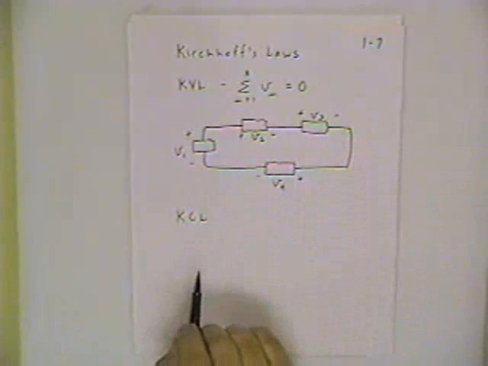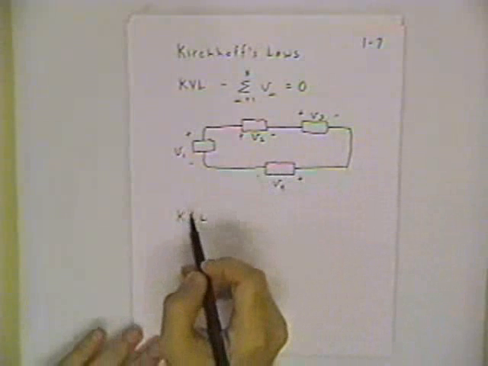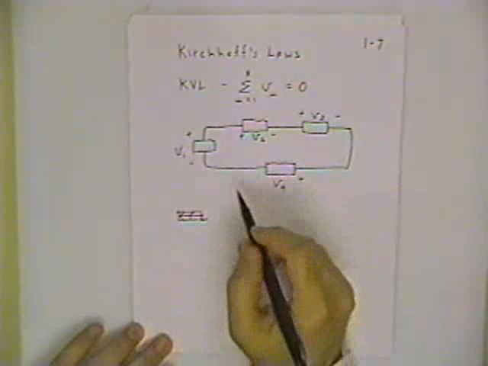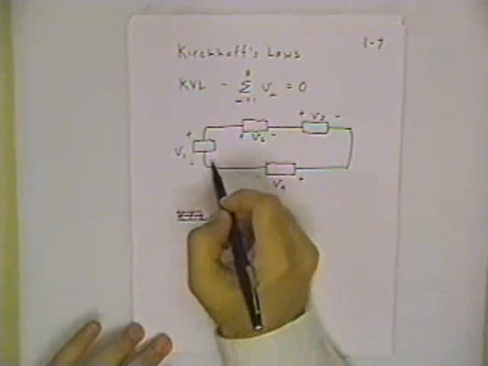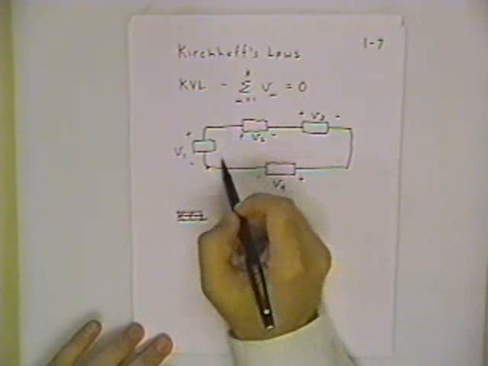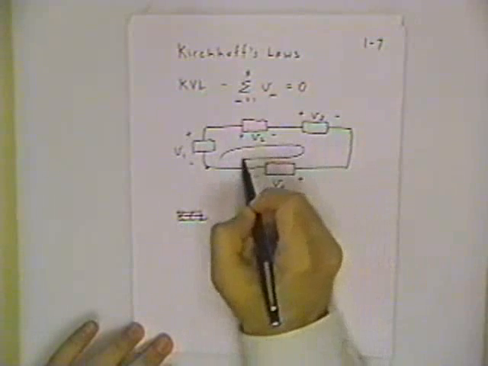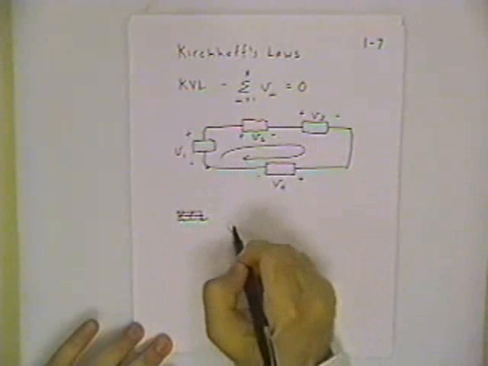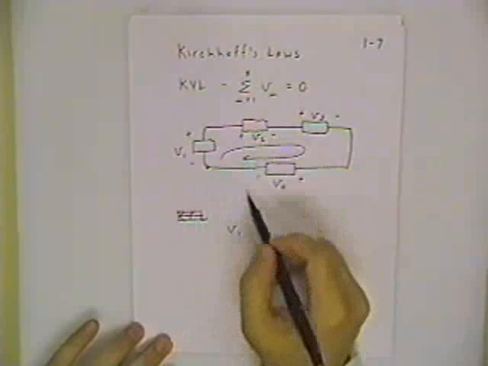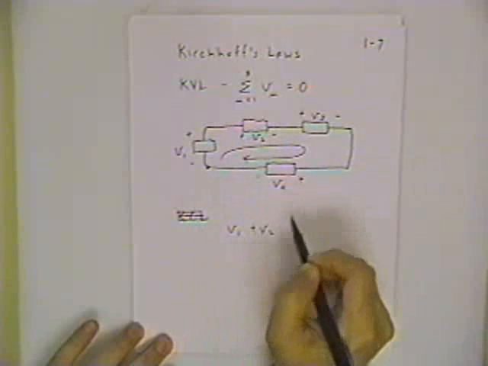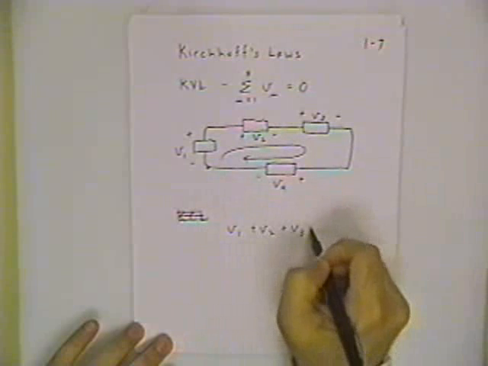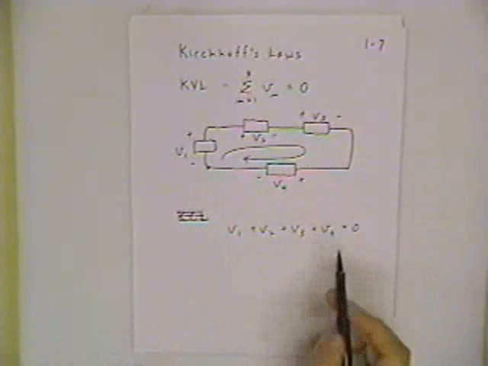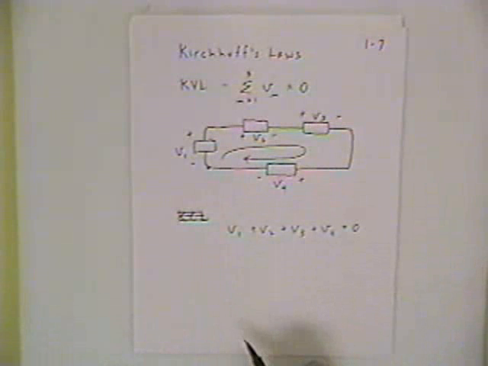And there's an alternate way. There are actually two ways. In fact, I'll continue with the current law on the next sheet. Need more room for this. One way is to start at a particular node and say, let's go around this loop in a clockwise fashion. Going through the first element, I pick up V1 volts. Through the next element, I pick up V2 volts, and so on. And the Kirchhoff law says this has to sum to 0.